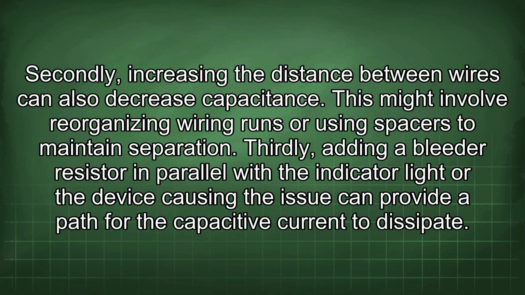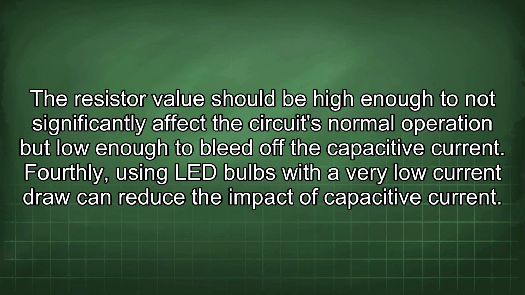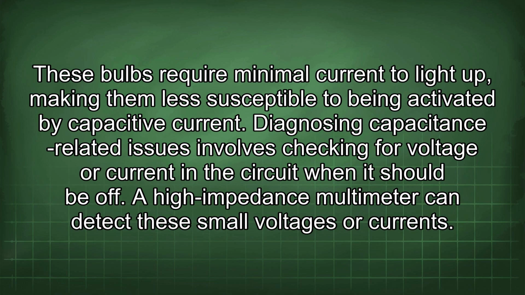Thirdly, adding a bleeder resistor in parallel with the indicator light or the device causing the issue can provide a path for the capacitive current to dissipate. The resistor value should be high enough to not significantly affect the circuit's normal operation, but low enough to bleed off the capacitive current. Fourthly, using LED bulbs with a very low current draw can reduce the impact of capacitive current. These bulbs require minimal current to light up, making them less susceptible to being activated by capacitive current.